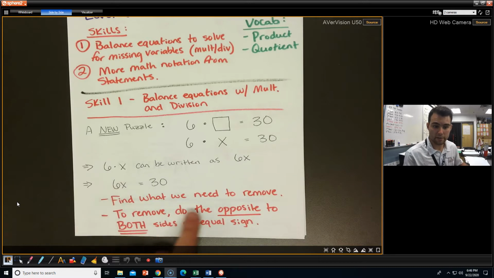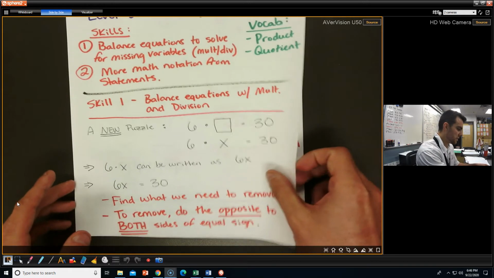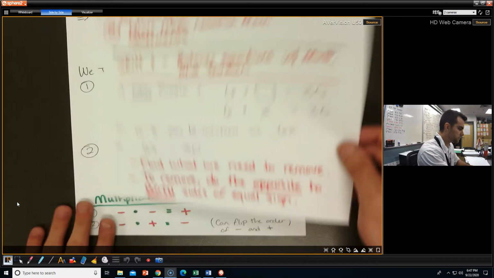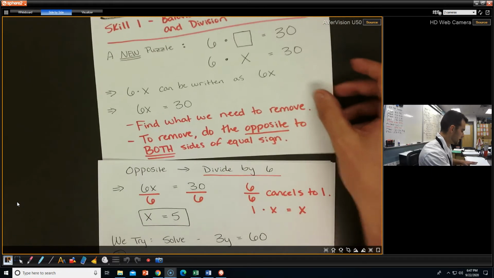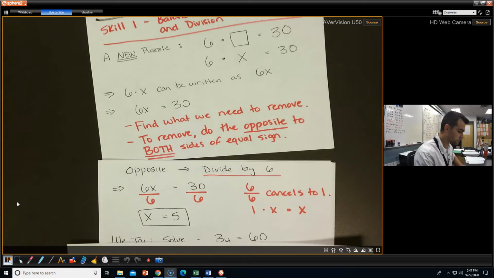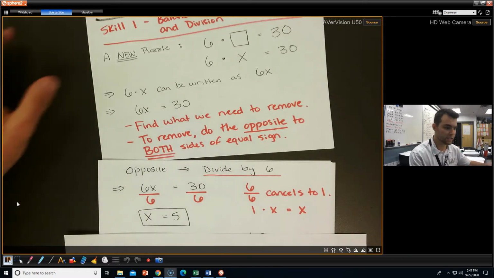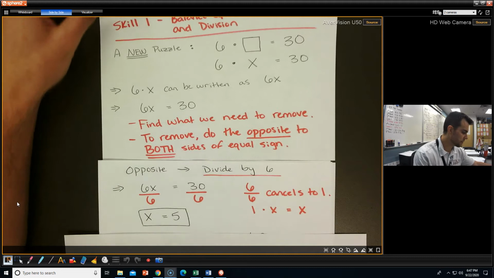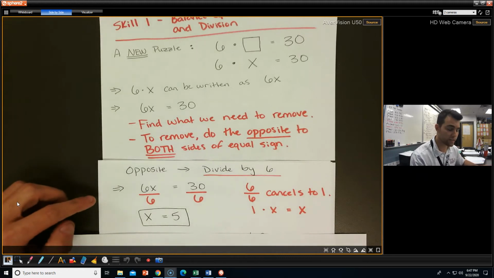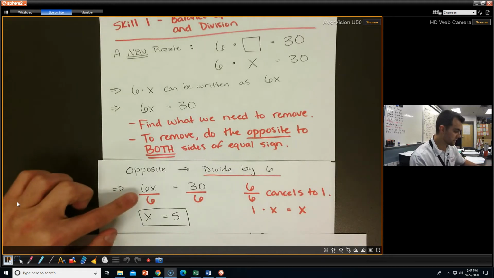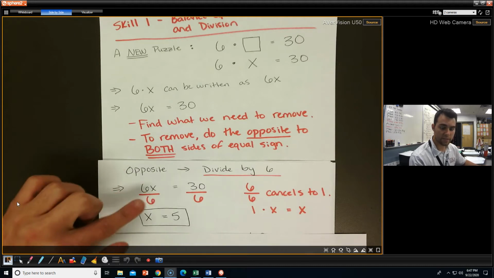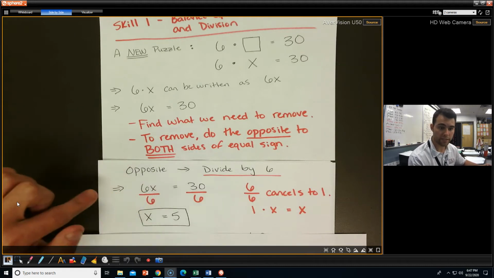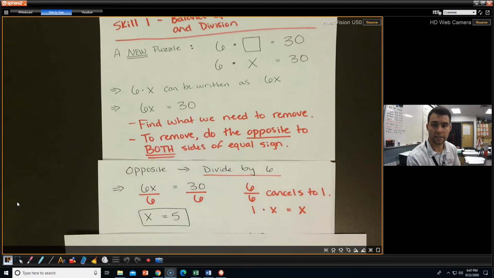And how do I do that? I do the opposite of 6 times x. Well, what is the opposite of multiplying by 6? Well, the opposite of that is to simply divide by 6. We're going to divide both sides by 6 in this case. So if I do that, I take my 6x, I divide it by 6, dividing the whole thing by 6, and I'm going to do it again to this side. What I do to one thing, I have to do to the other.